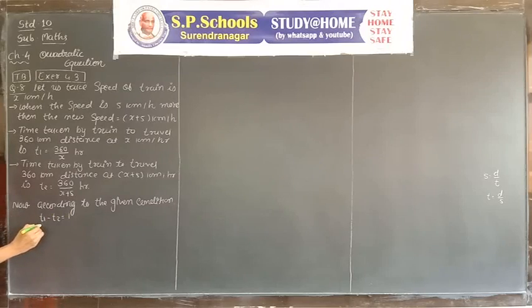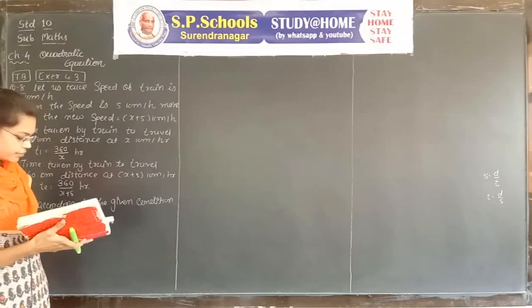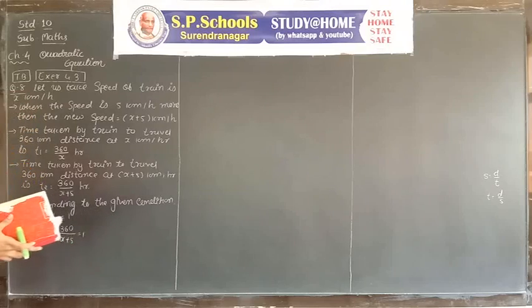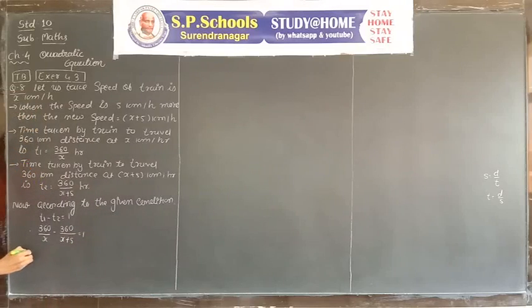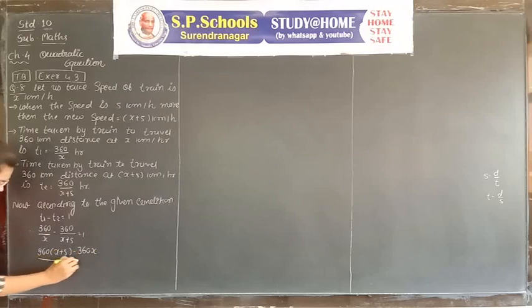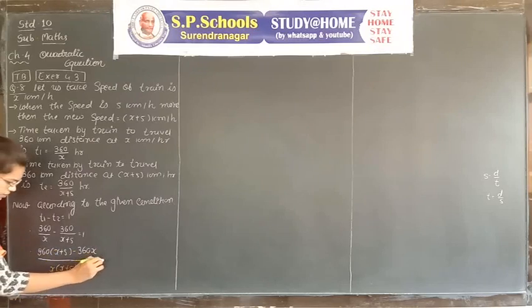That is, 360 upon x minus 360 upon x plus 5 is equal to 1, because the question says it would have taken 1 hour less for the same journey. Now we take the LCM: 360 multiplied by x plus 5 minus 360 multiplied by x, upon x into the bracket x plus 5, is equal to 1.